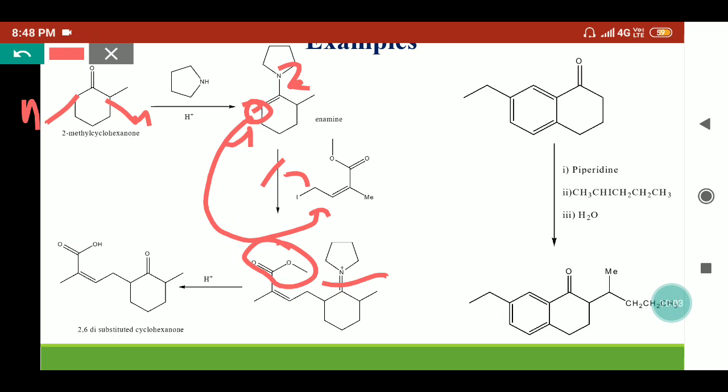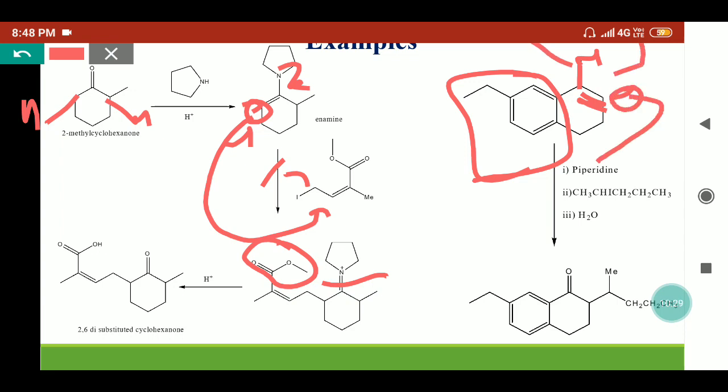Similarly, we can see here the cyclohexanone is bonded with one aromatic ring at one side. So this side is hindered. If we treat it with piperidine, it will form the enamine here. So here the double bond will come and here the nitrogen-containing ring will come. Then this carbon will attack this secondary alkyl halide and iodide will be released. So here we'll get the CH, Me and isopropyl group. In the hydrolysis step we'll get back the carbonyl compound, and the secondary amine, piperidine, will be regenerated.